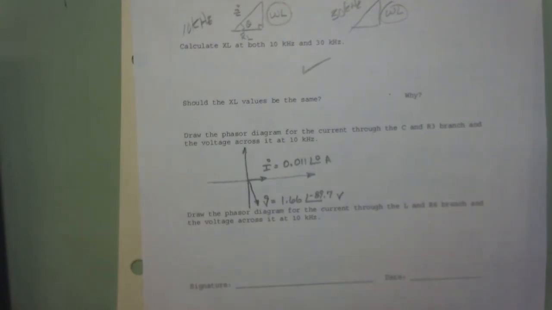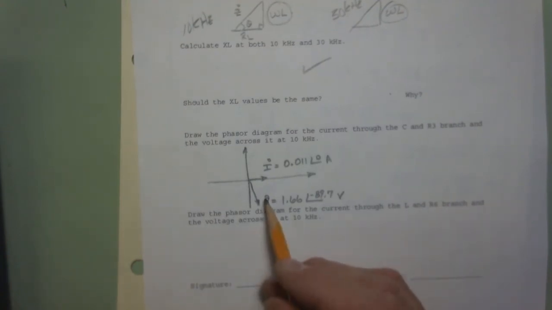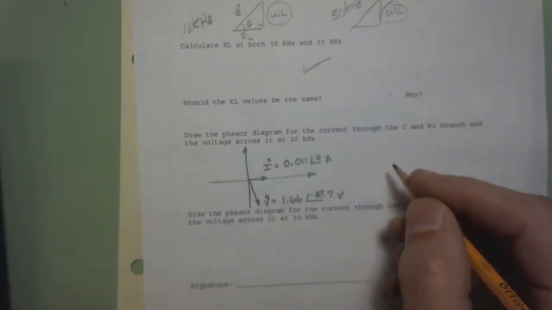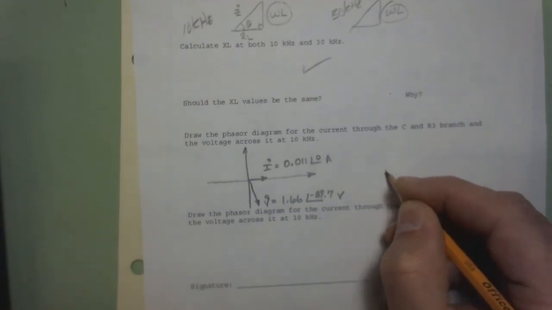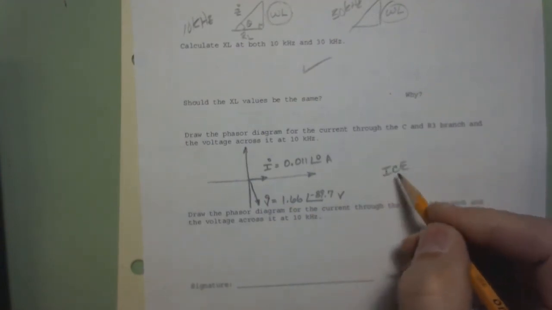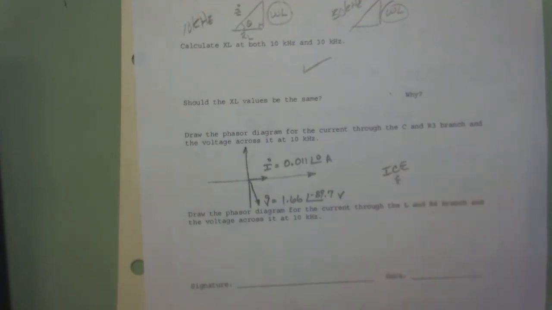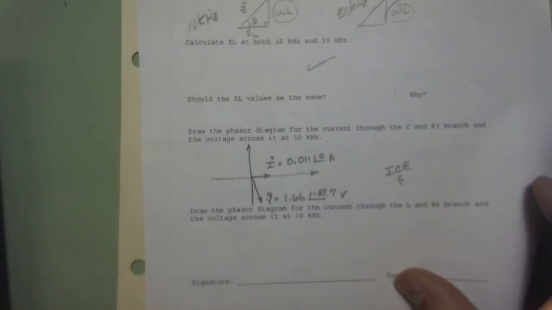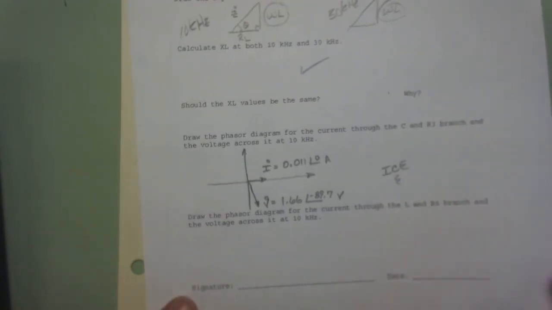Do we have the current leading the voltage here? I think we do, don't we? So this would again be a good example of ICE for the capacitor. Well, good. Those are the questions.